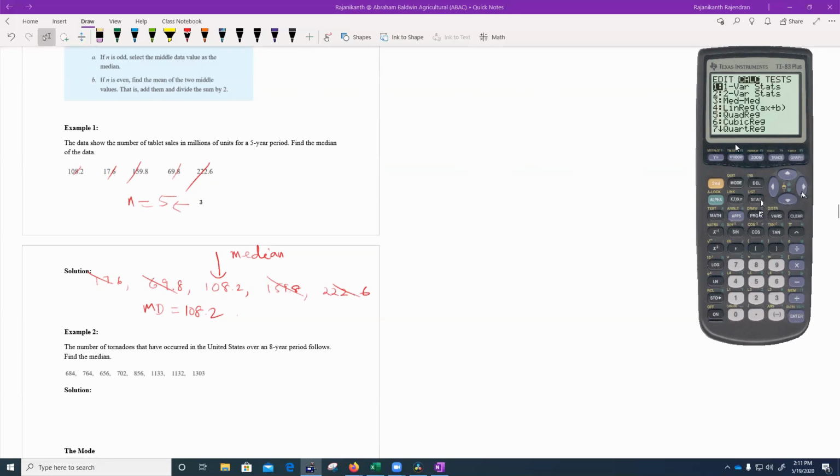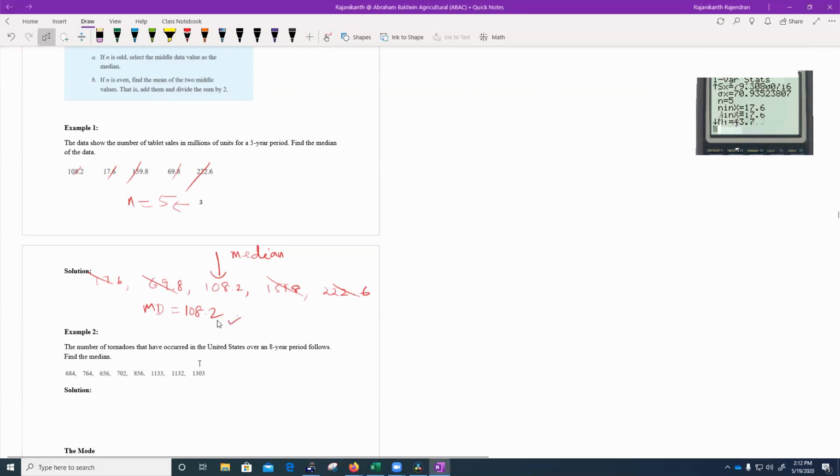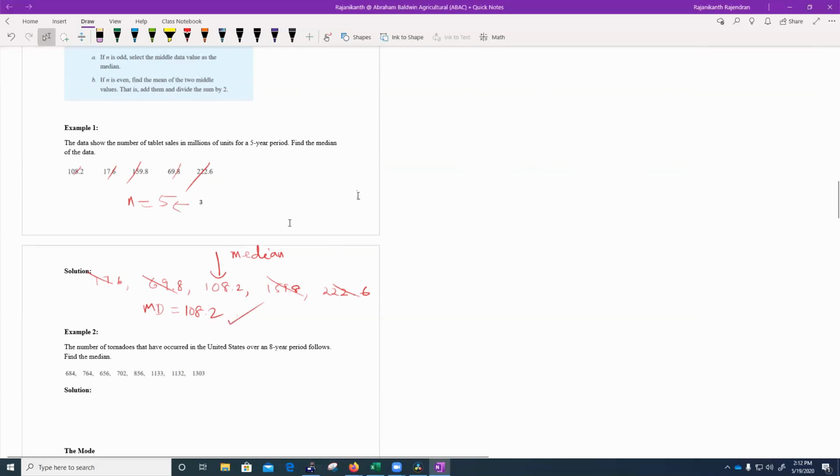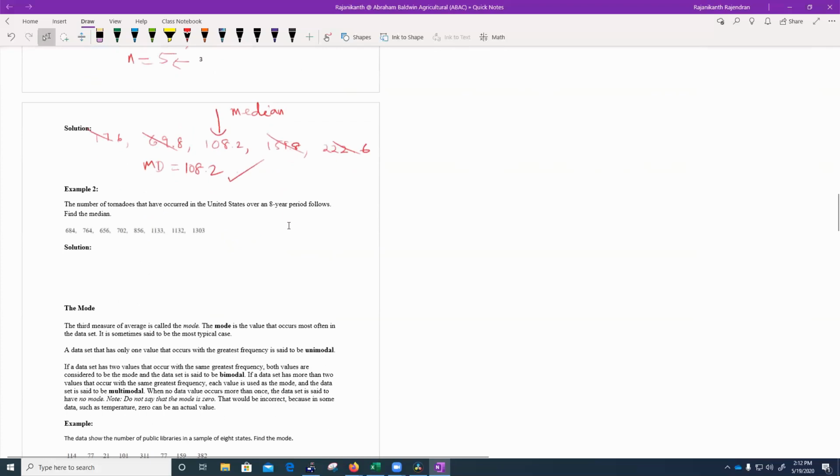After entering all the data values, go to stats, and like we did in finding the mean, the same procedure. Go to calc, number one, 1-Var Stats. Just click that, and you will get a bunch of values. Scroll down your cursor and you will find the median somewhere. You see Med. Med stands for median. So the median we got is 108.2 exactly. We got the same answer, right? So this is the way to use the calculator to find the median.